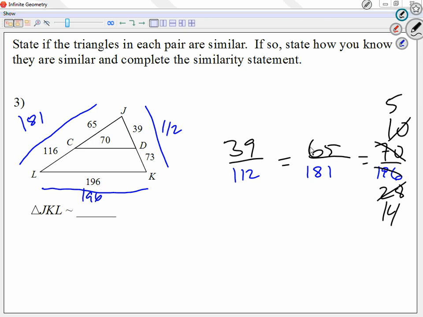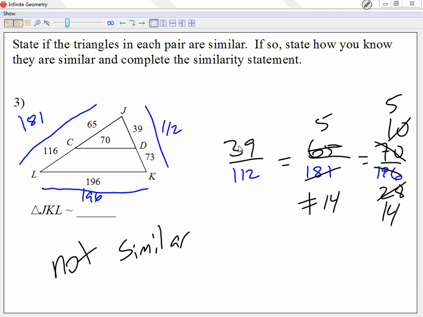On the second one, if I divide this by 13, I get 5. If I divide this by 13, I do not get 14. 181 divided by 13 is not 14. So you notice how the two fractions are not equal? Since they're not equal, they're not proportional. So I'm going to say not similar. I'm not even going to check this last one.